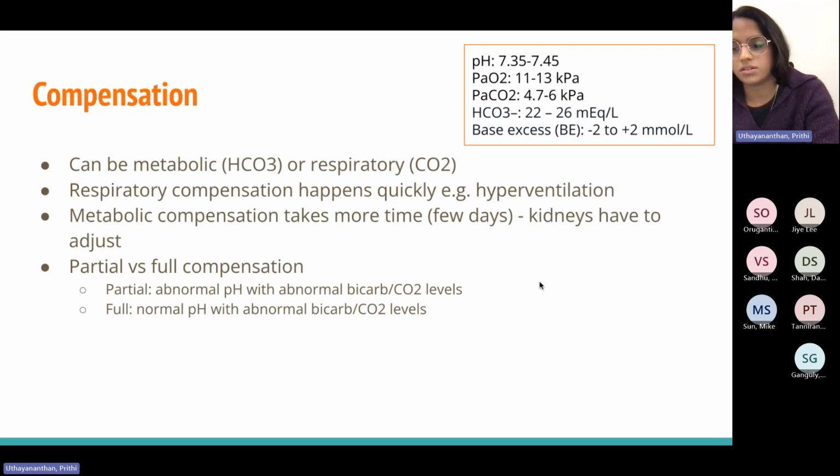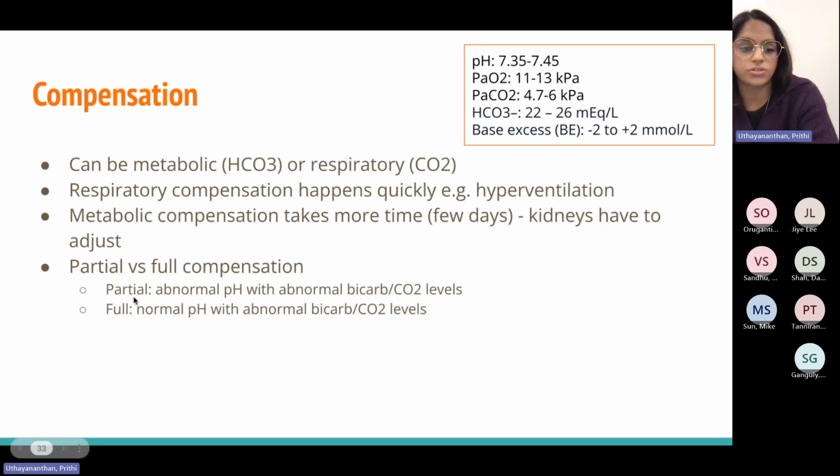And lastly, compensation. It can be metabolic compensation or respiratory compensation, but a way to differentiate between the two is that respiratory compensation happens a lot quicker. In an acutely unwell patient, they might be hyperventilating, and that's part of their respiratory compensation to balance out their pH. Whereas metabolic compensation is dependent on the kidneys adjusting, so that's going to take a lot more time, probably a few days.